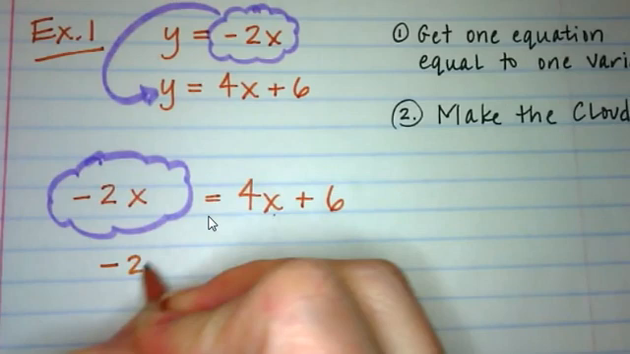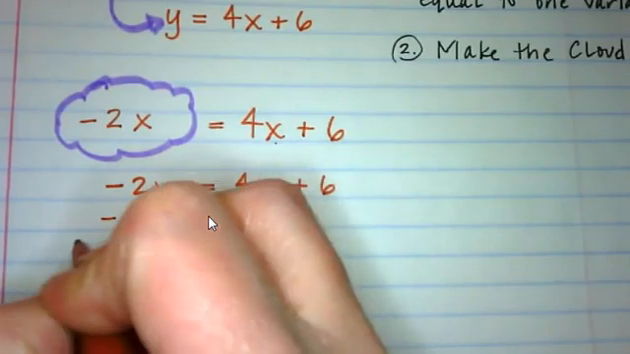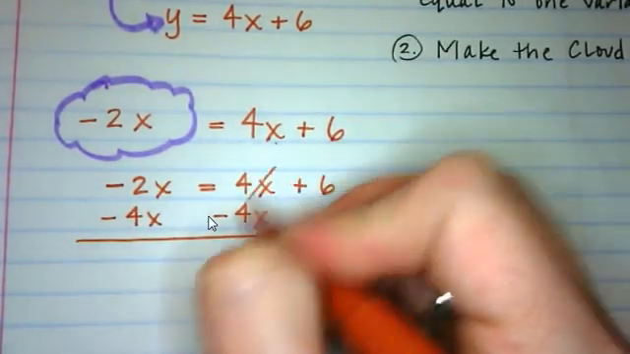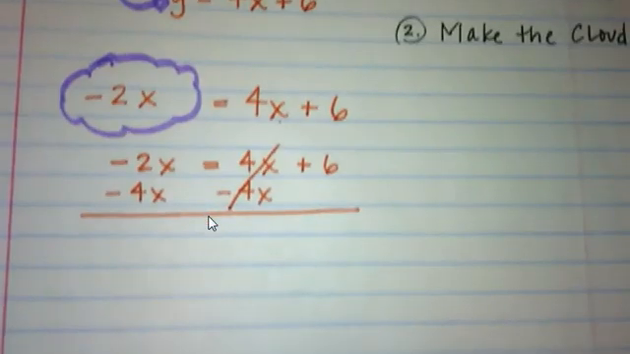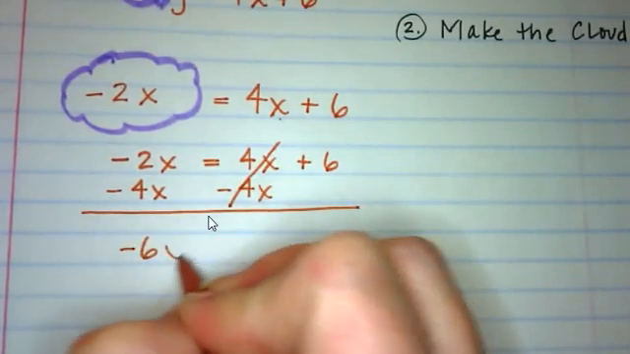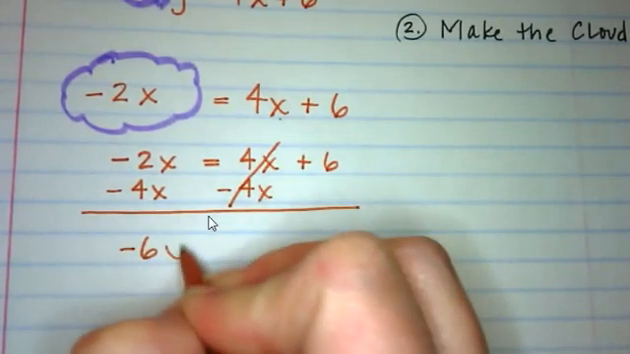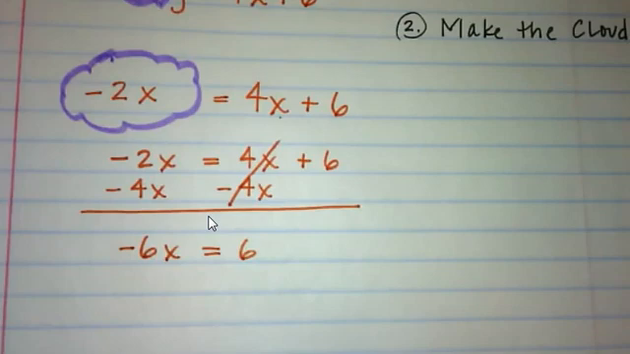So negative 2x equals 4x plus 6. I'm going to subtract 4x from both sides. So that cancels, and I get negative 6x equals 6. Divide both sides by negative 6. That cancels, and x is negative 1.